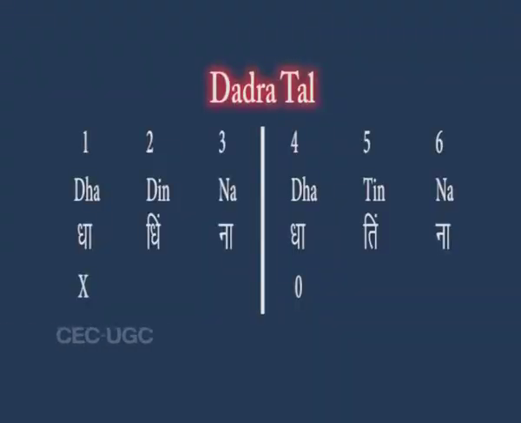The bols of Dadra Tal are Dha Dhinna, Dha Tinna. Dadra Tal is played in a variety of tempos. It may be heard from Vilambit to Drutlay, that is, from slow to fast tempo. Only it is not played in Ati Vilambit lay, that is, extremely slow tempo. Now see the counting of Dadra Tal by hands, and after that listen to Dadra Tal on tabla.